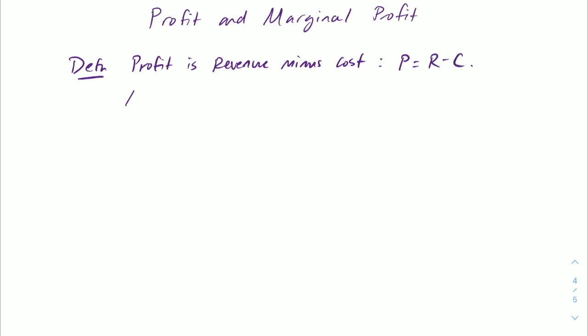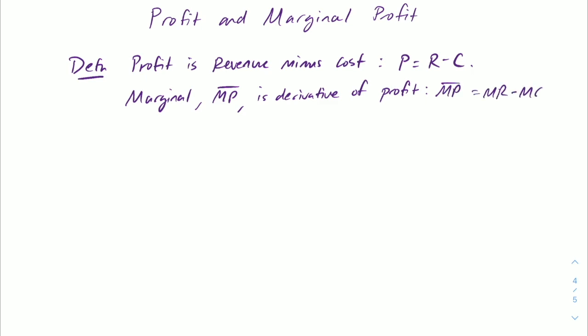Marginal profit is the derivative of profit, and it's denoted MP with a bar over it. And marginal profit is marginal revenue minus marginal costs. All right, let's look at an example.